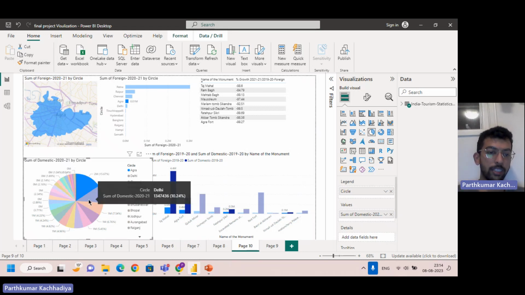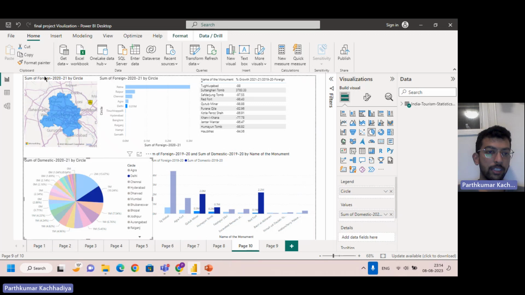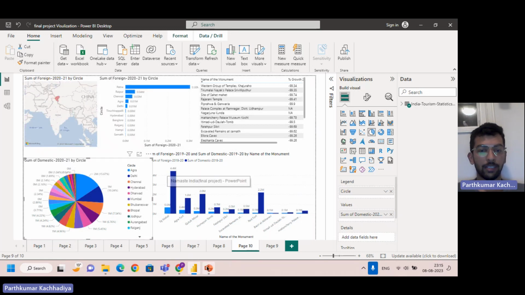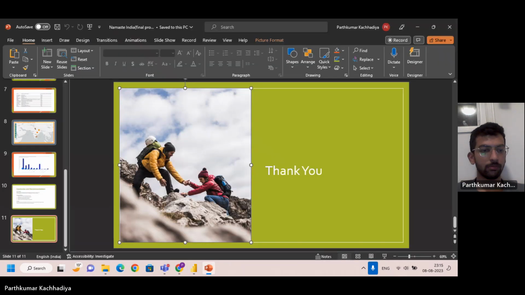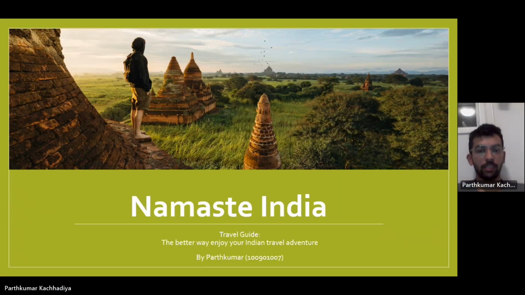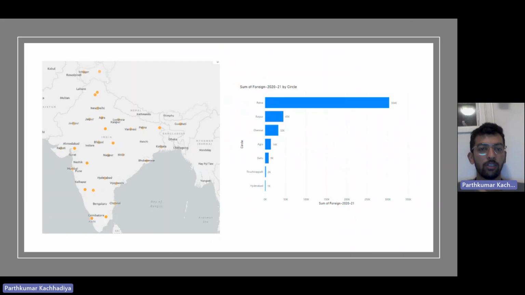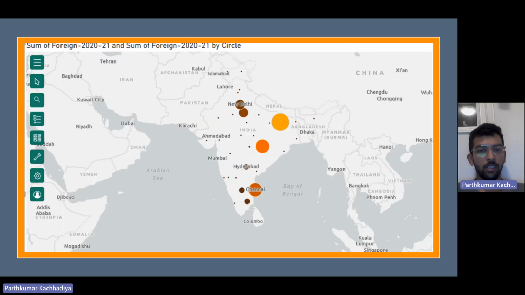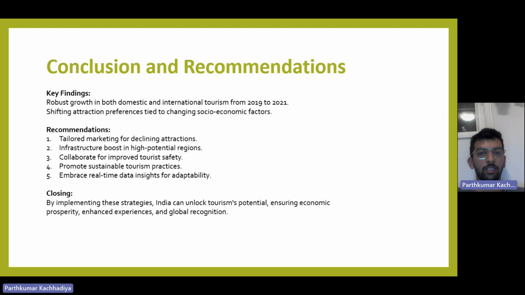Similarly, if I click on Delhi, it now shows Delhi, how many people, like foreigners, went to Delhi, and all of Delhi's monuments. So yeah, these are my dashboards. Now let's get back to the presentation. After having all of this visualization, now we have the conclusion and recommendation.